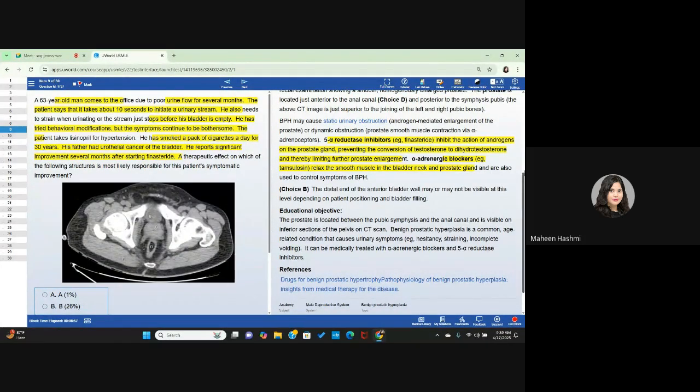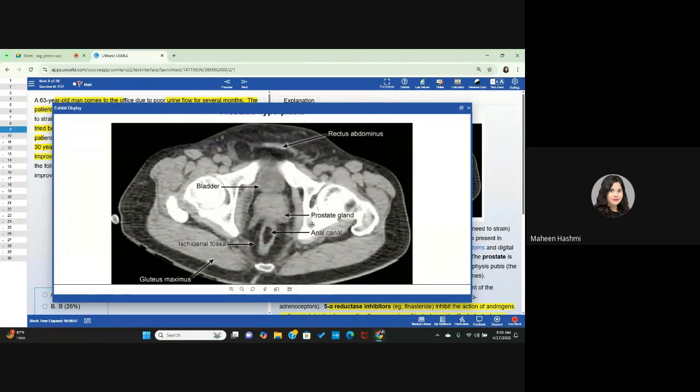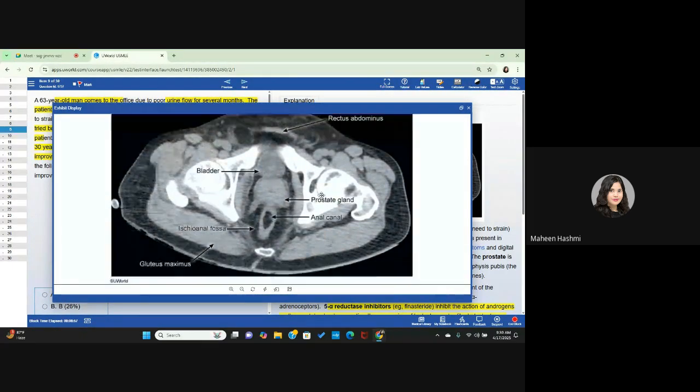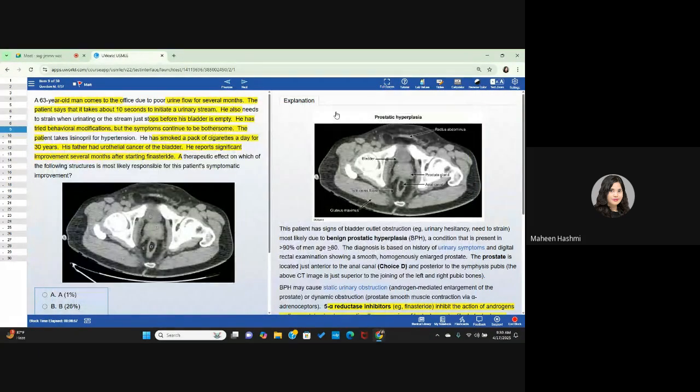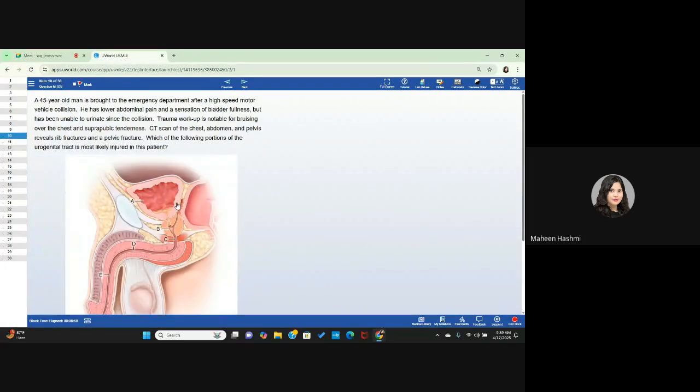So they were talking about what's involved. If you zoom into it, you see that this is the prostate gland, this is the anal canal, this is the ischioanal fossa, this is the bladder that they're talking about, this is the rectus abdominis. All right, you see this muscle, it's gluteus maximus. Okay, so I think it was pretty clear. Okay, next question.